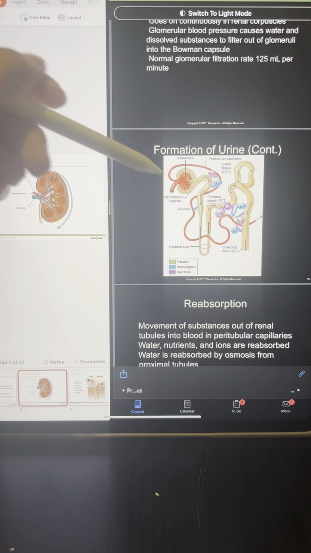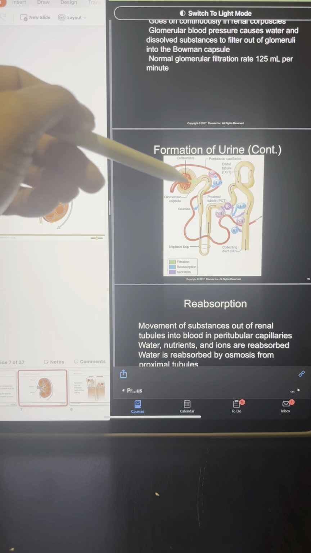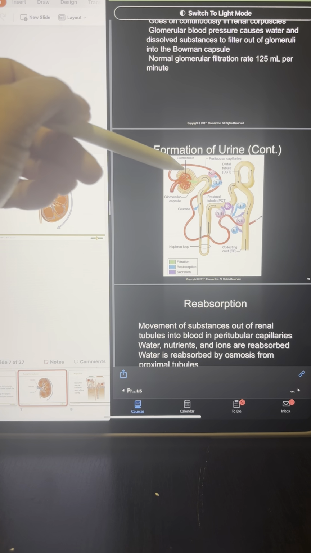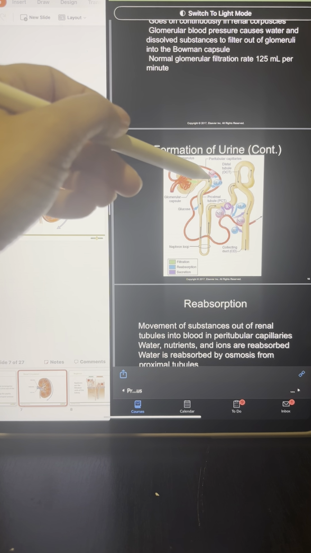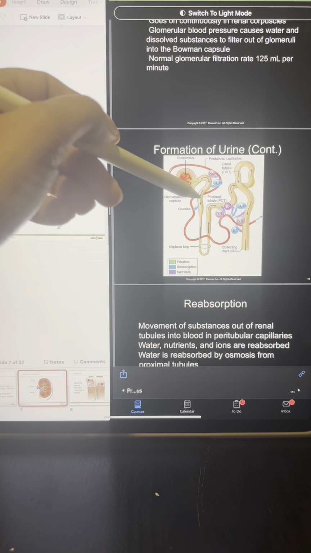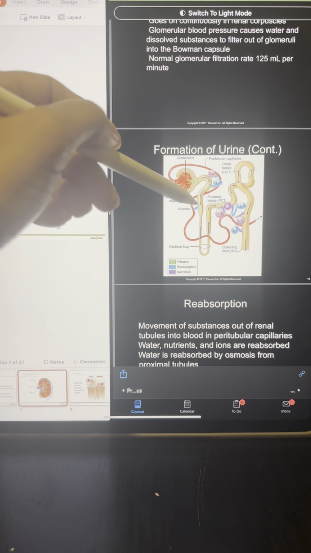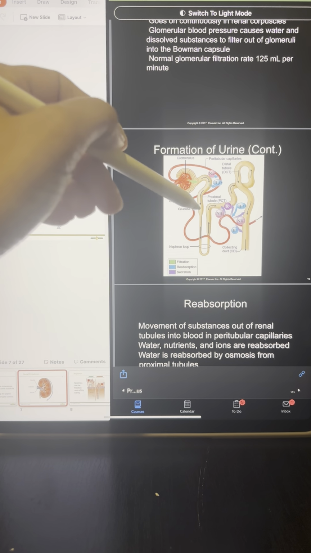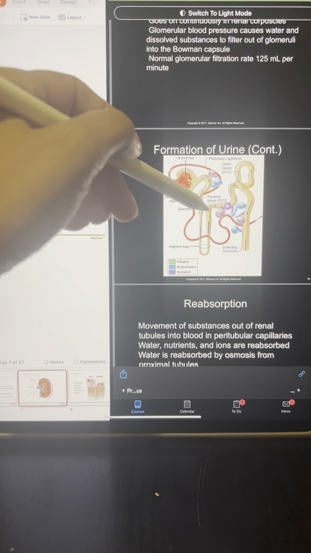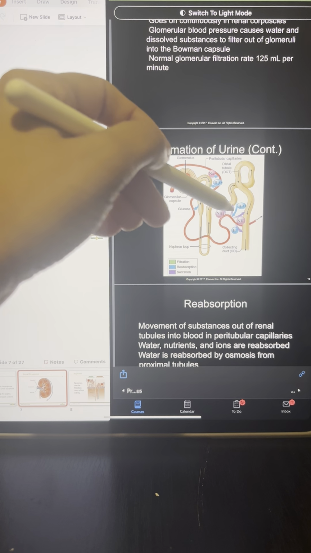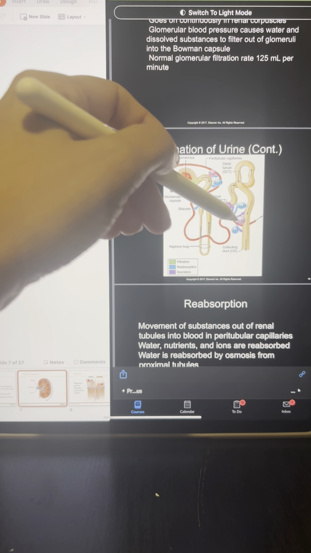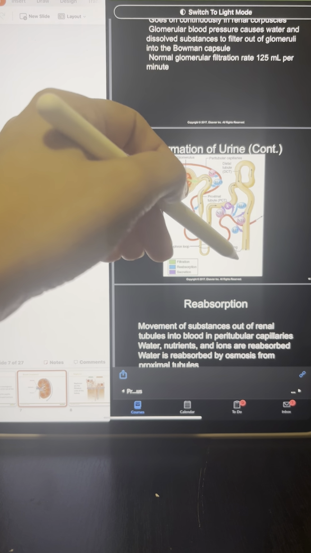Okay, so this is your filtration, right? Like I said, because of the pressure, it's pushed out. Everything is pushed out. As it travels, we're going to absorb water, absorb salt, and then absorb water. We're going to absorb sugar here. Down here, we're also going to absorb water and salt. Over here, we're going to let out potassium, take in potassium, let out water, take in water. We're going to do all of that throughout.